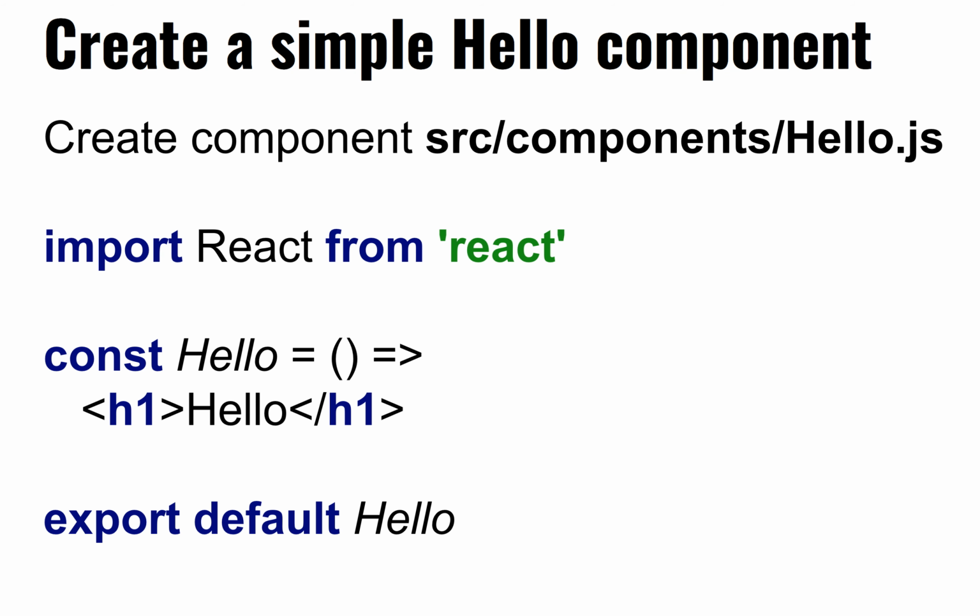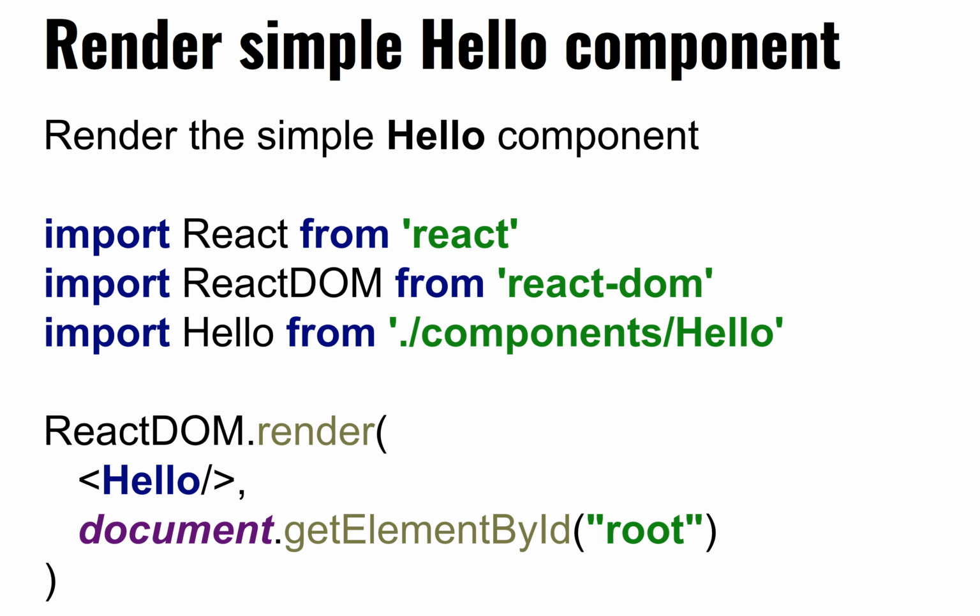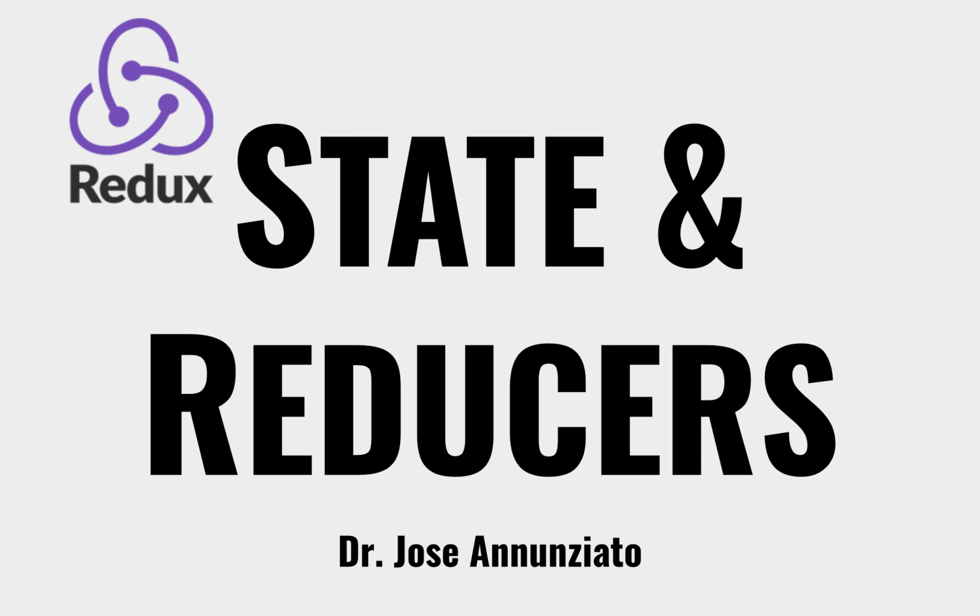Here's a hello component. The only thing that it's doing is just spitting out the hello text, and then we say that we want to render it here in the root element, presumably that div. So we've done that before. It's really trivial. Let's not spend time there. All right, so let's talk about the state and reducers.